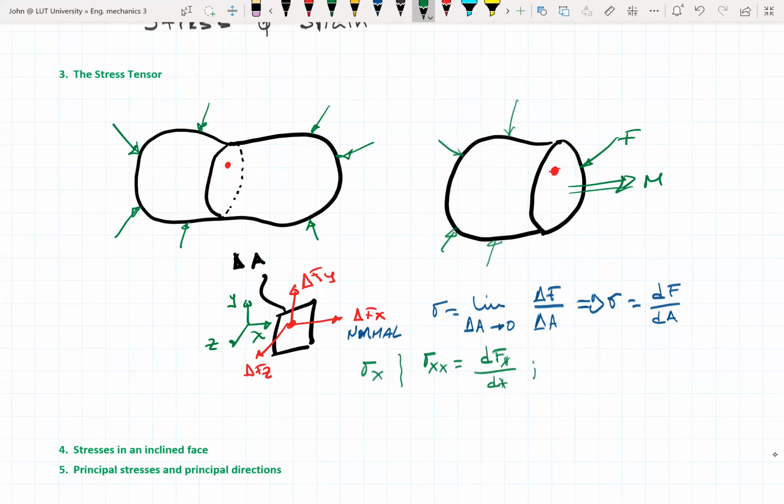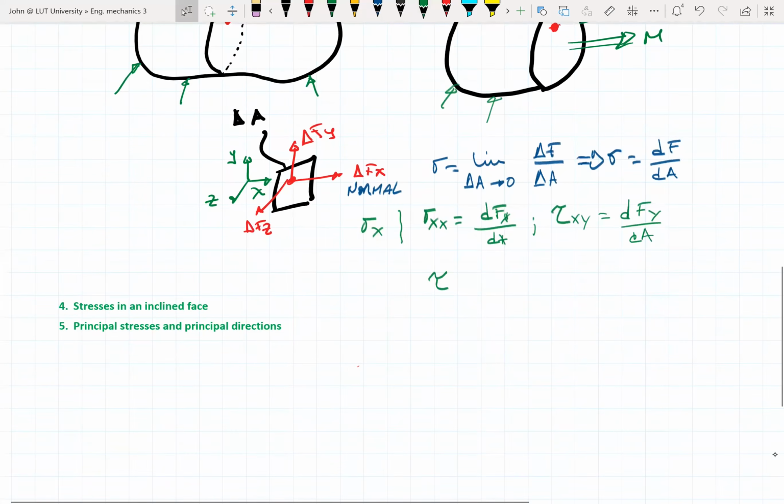Similarly, this other stress caused by this force y and force z that are on the plane, we're going to call it the tangential vector, or the shear stress, is a tangential vector here. I will call it xy, for example. It's going to be equal to the differential of force in y over the differential of the area. And finally, we move this a little bit ahead.